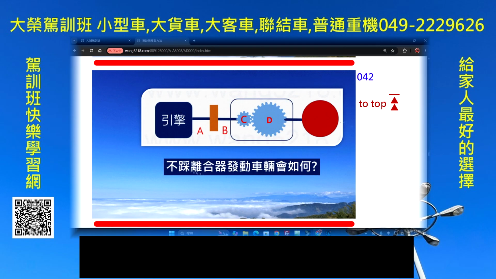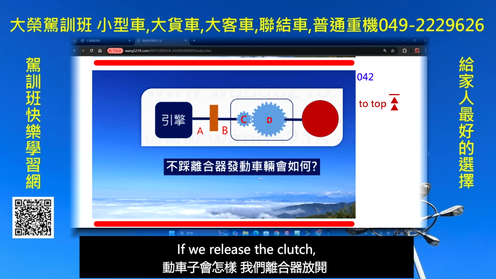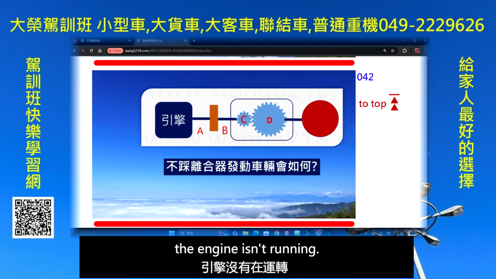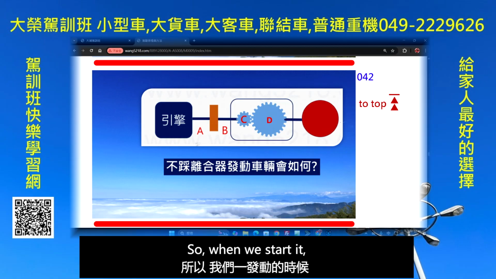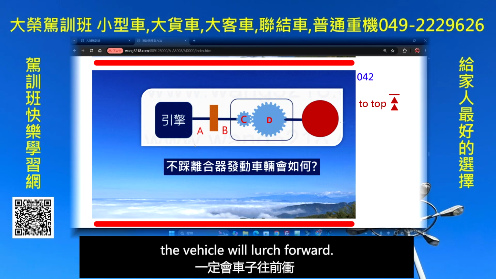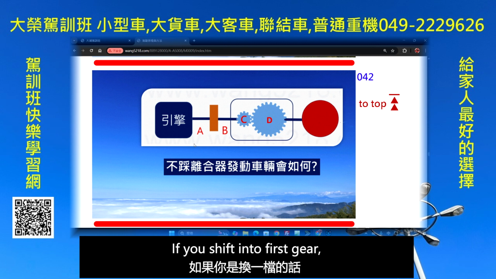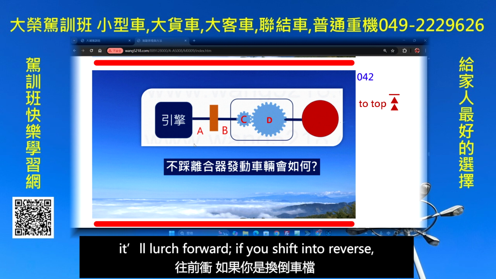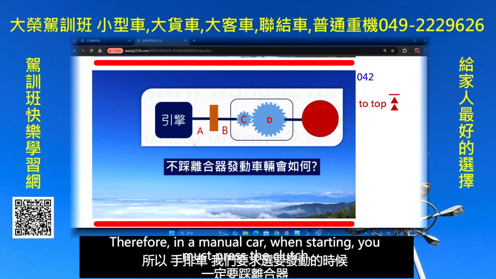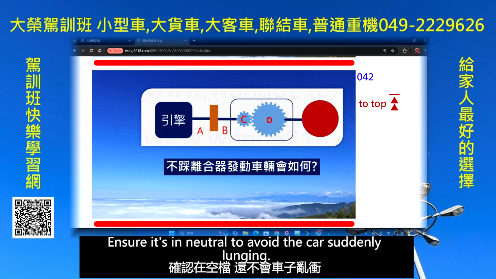Next, let's observe. What happens if you don't press the clutch? If we release the clutch, the engine isn't running, and it's still in gear, then when we start it, the vehicle will lurch forward. If you shift into first gear, it'll lurch forward. If you shift into reverse, it'll roll backward. Therefore, in a manual car, when starting, you must press the clutch, press the brakes, and ensure it's in neutral to avoid the car suddenly lunging.